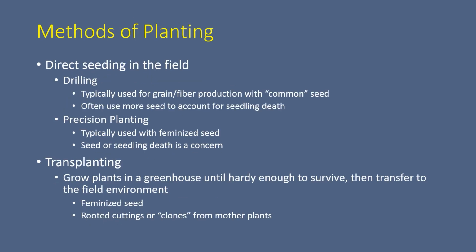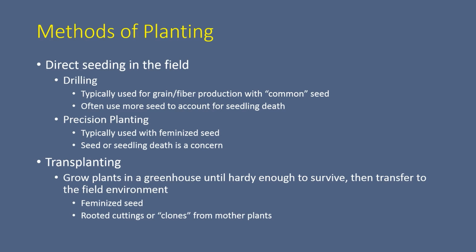Next, I want to talk just a little bit about methods of planting when we're talking about hemp. So we can direct seed into the field, drilling with a typical grain drill, often used for grain or fiber production when we're using what we might call common hemp seed. That is a mixture of both males and females, or all monoecious seeds.